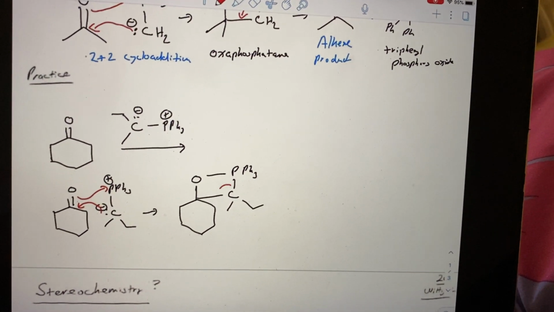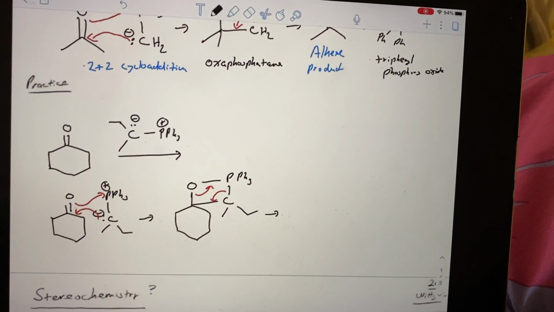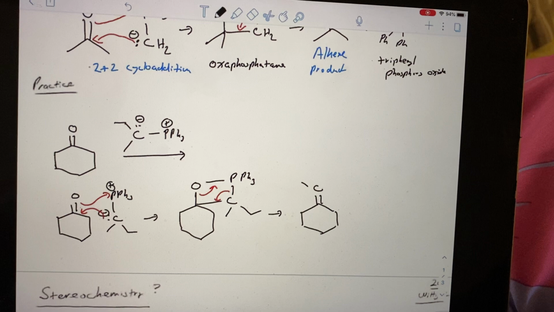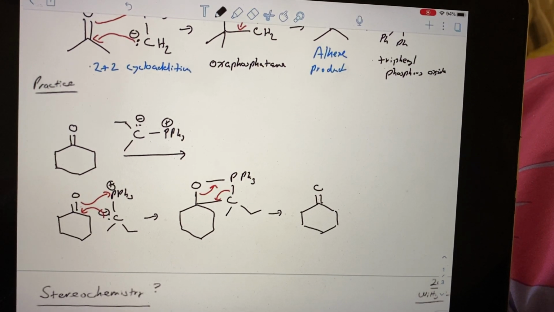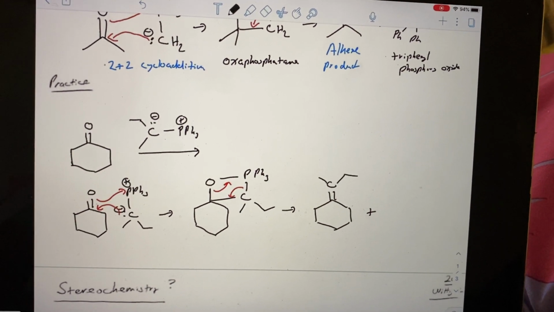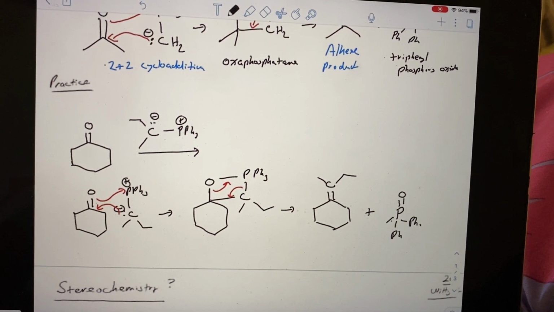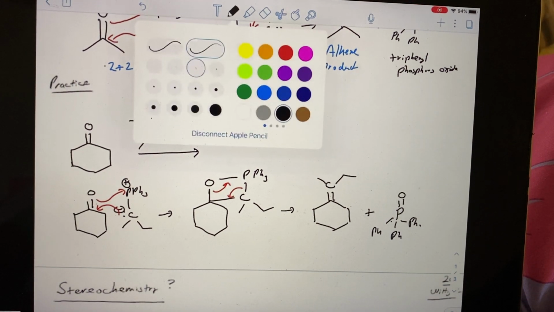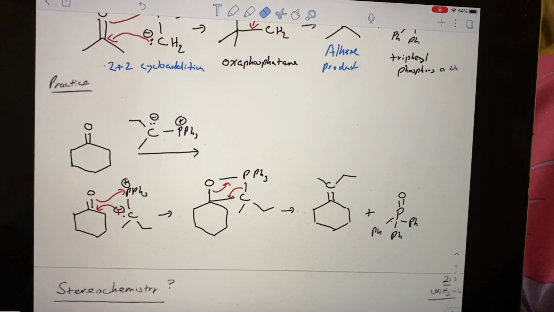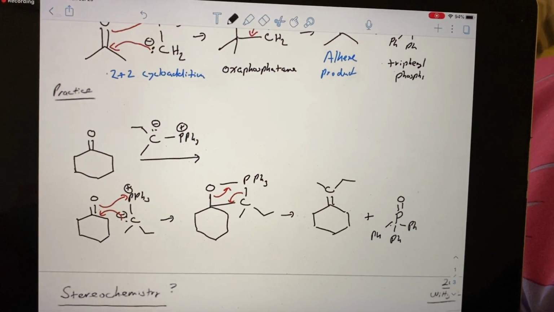And then now let's form the carbon-carbon double bond and the phosphorus-oxygen double bond. So have that connect. And I think, actually, when I look back here, I called this triphenyl phosphorus oxide. It should be triphenyl phosphine oxide. So make sure that that's correct.